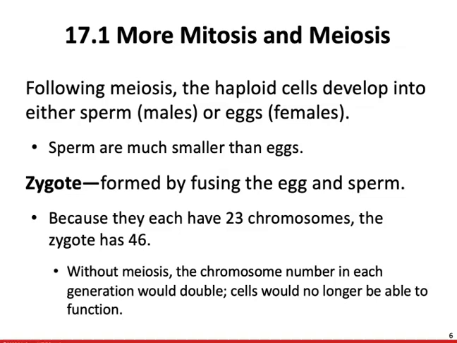That fertilized cell is what's known as a zygote. A zygote is a single cell formed by the fusing of the egg and the sperm. Because both the egg and the sperm have 23 chromosomes, the zygote will have a grand total of 46 chromosomes. Without meiosis, the chromosome number in each generation would double. So if you contributed 46 chromosomes and your partner contributed 46 chromosomes, your offspring would have 92 chromosomes. And their offspring would have 184 chromosomes. So we do have to reduce that number before reproduction can begin.